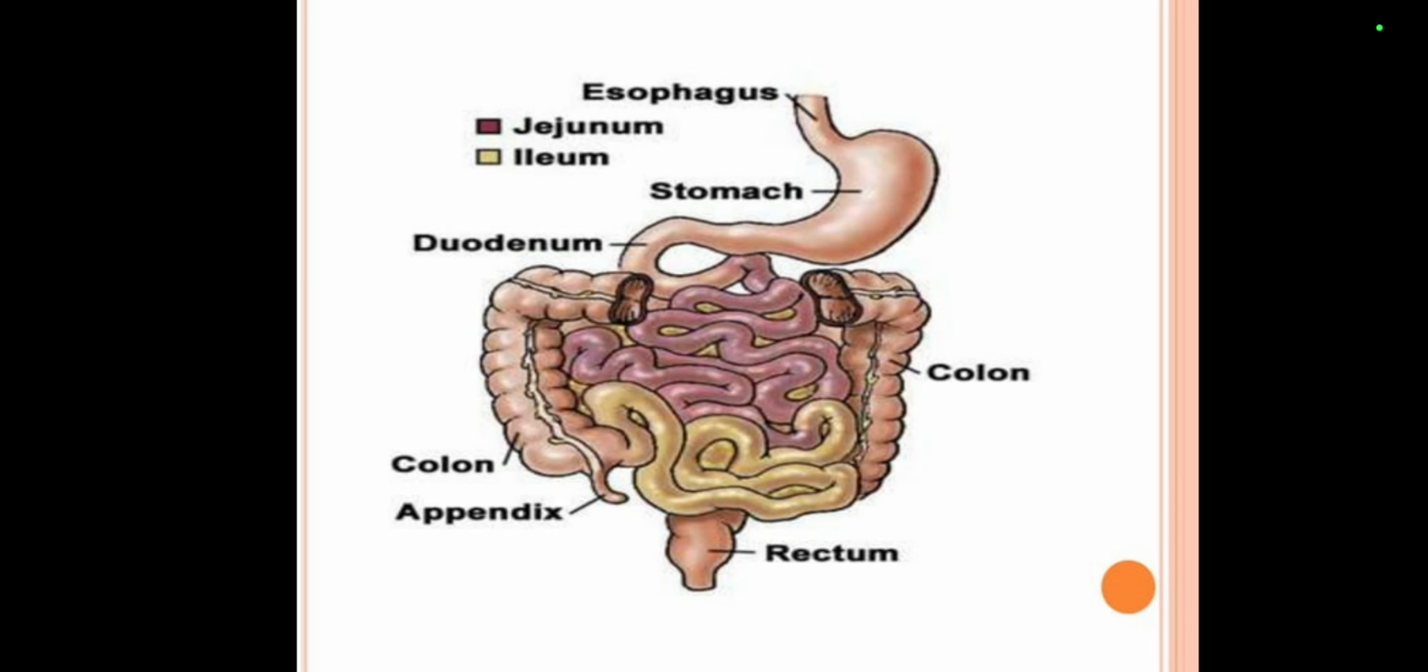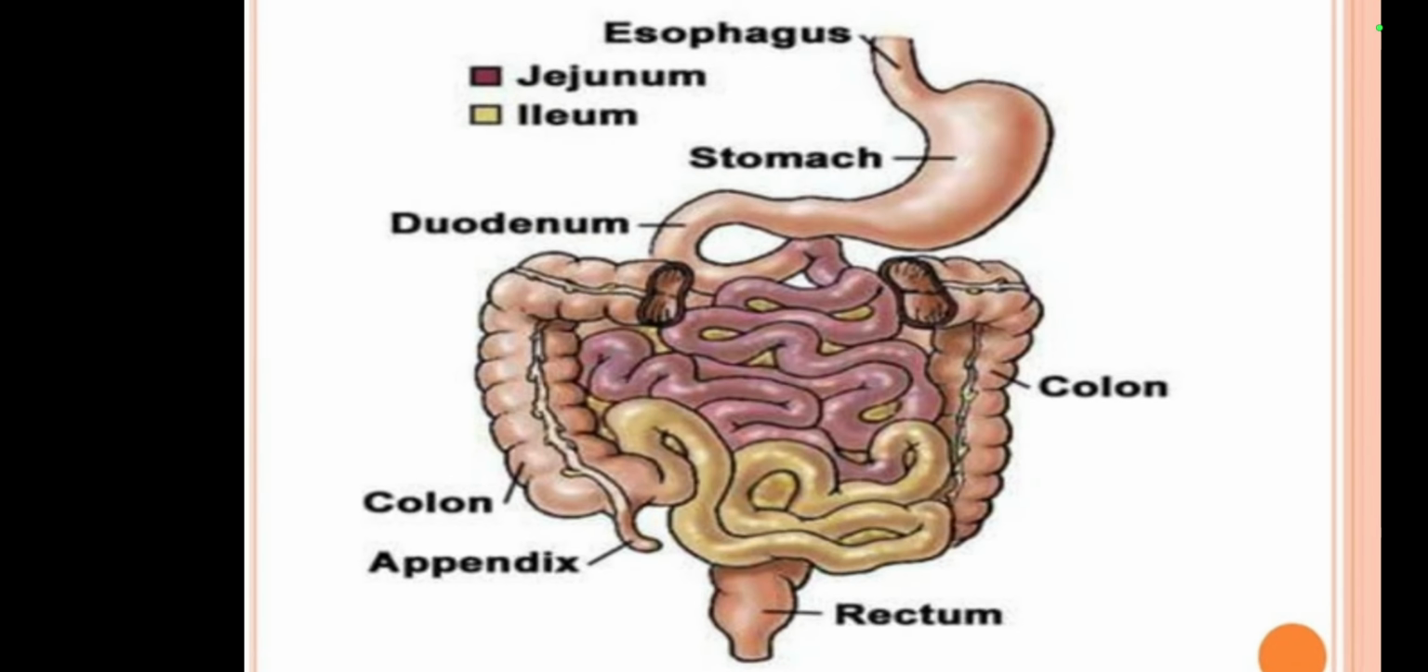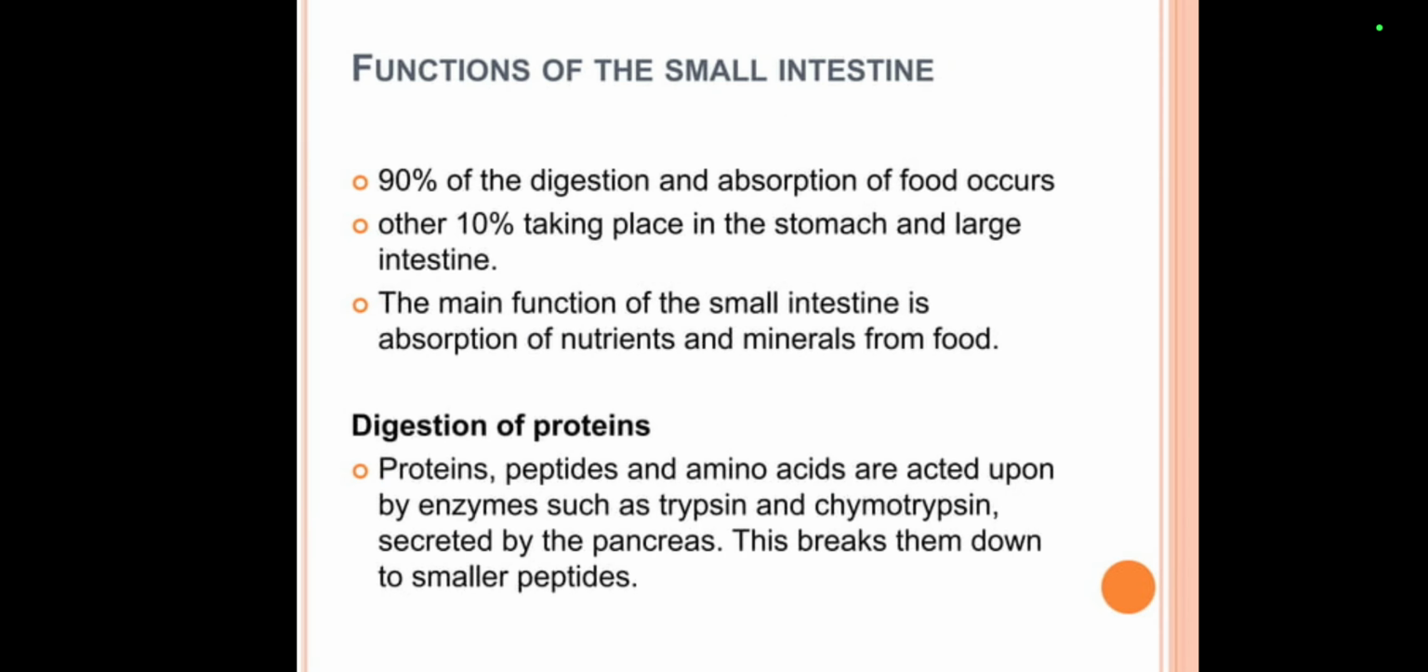So as you can see here, this is the area of the duodenum, jejunum, and the ileum. From the color itself, the red one and the yellow one, that is the illustration pertaining to these three major parts of the small intestine. So now, let's move forward with the function of the small intestine.